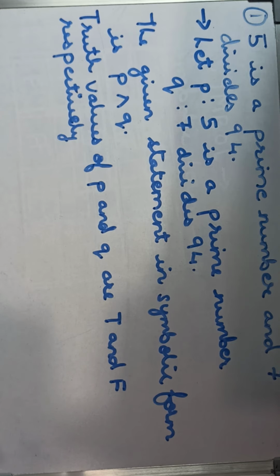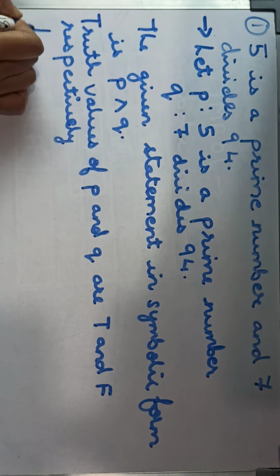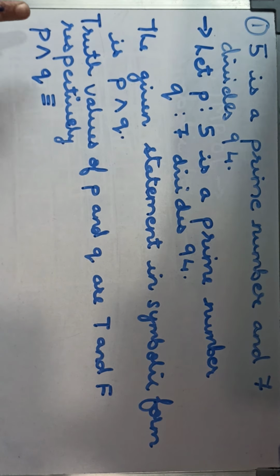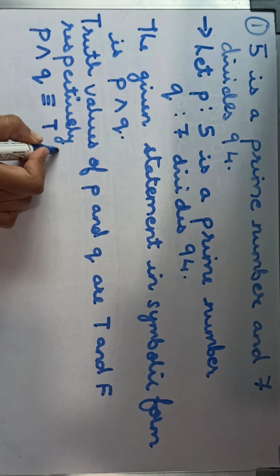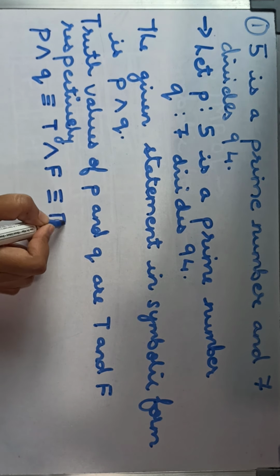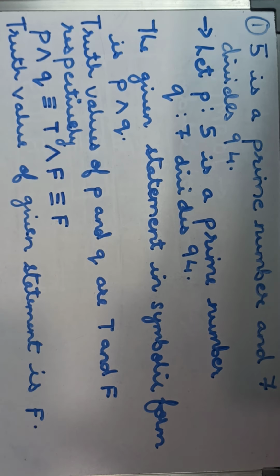So let us find the truth value of the given statement. P and Q. This will represent P is true and Q is false, so T and F. Now we know T and F is false. We know a conjunction is true only if both the statements are true. So the truth value of the given statement is false. So this is the first example. Similarly, we will see a few more.